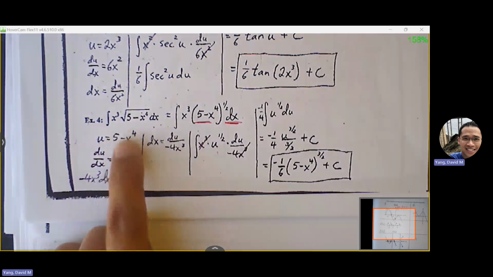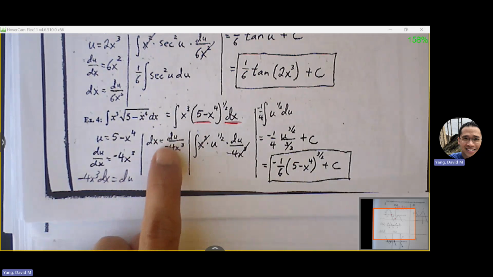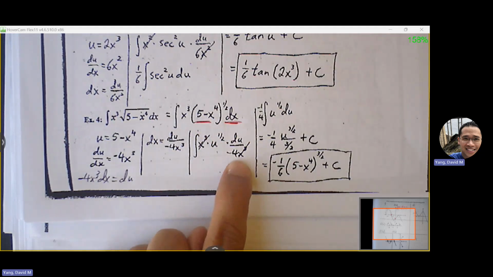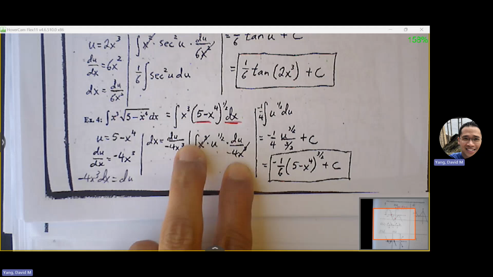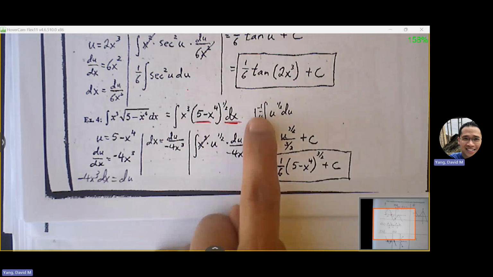So my u value is 5 minus x to the fourth. My du dx is negative 4x cubed. Cross multiply, solve for dx. dx equals du over negative 4x cubed. We replace the parentheses with u, replace dx with du over negative 4x cubed. X cubed cancels out. That's a good sign. No more x's in our problem. Pull the negative 1/4 out in front.